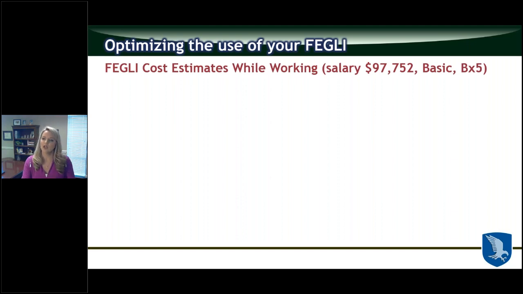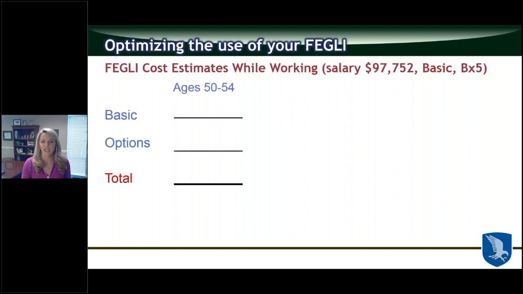In this example, we're working, salary is $97,000. We've got basic and B times 5. Between the ages of 50 and 54, my basic coverage is $15. My options are $53.90. So I'm paying about $68.90 a pay period for roughly $600,000 in coverage, if I just did it right quick off the top of my head.